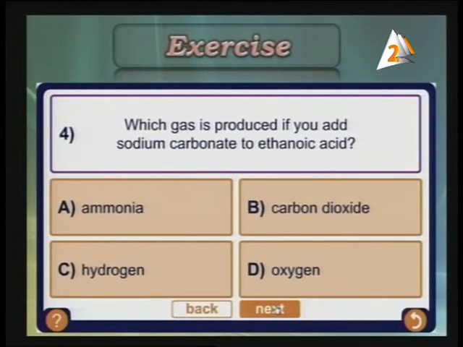After that, which gas is produced if you add sodium carbonate to ethanoic acid? Which compound is produced? We have here sodium carbonate and acid. So carbon dioxide is right. Why? Because any carbonate with any acid forms carbon dioxide. Let's go to see another one.